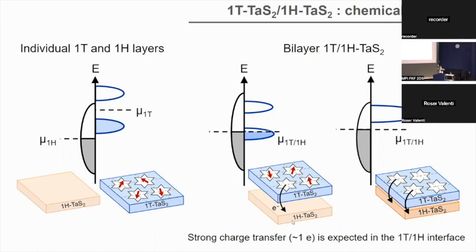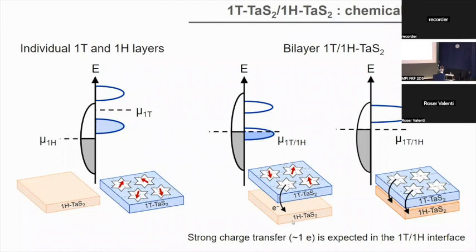The nearer you bring the two layers to each other at a given distance, the more you will have a complete depletion of this correlated band. So all the charge goes into the 1H. And you will also have, of course, effects of hybridization between the two layers.